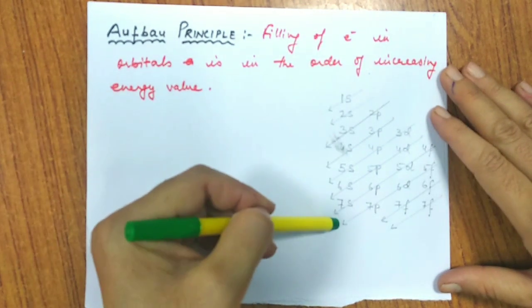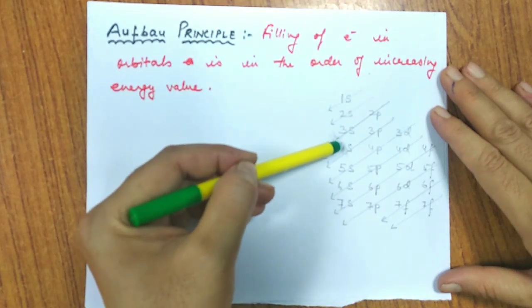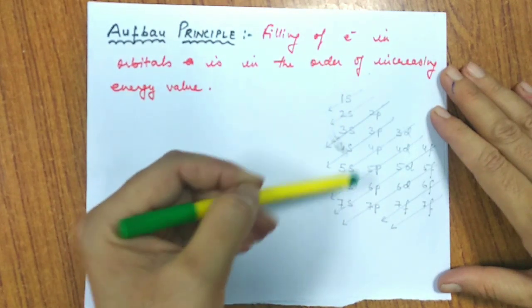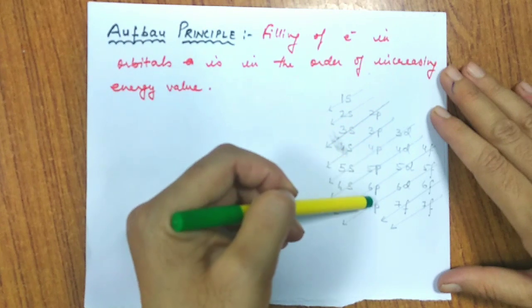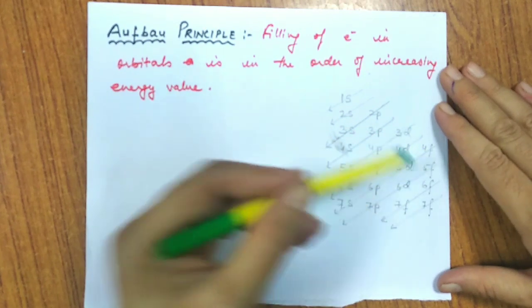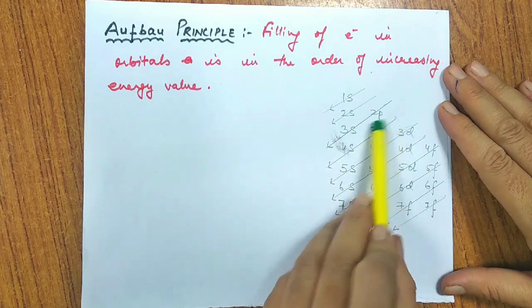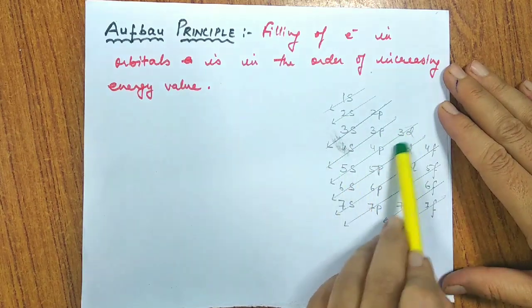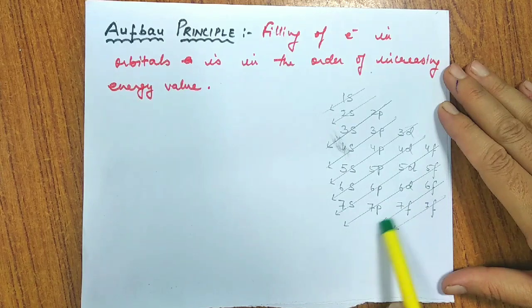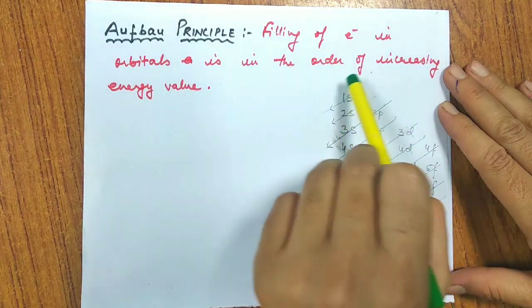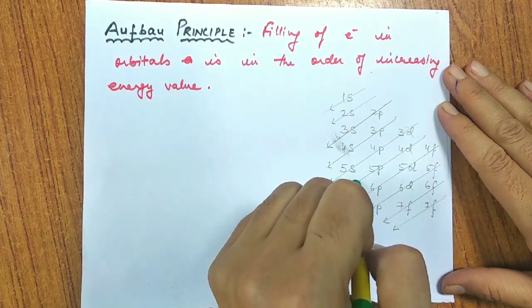So he has given an arrangement. I have just written 1s, then 2s, then 3s, one below each other, then 2p, 3p, 4p this way, 3d, 4f, and then I'll make a straight line that joins 2p and 3s. Draw all lines parallel to this one. I have drawn the arrangement that Aufbau has told.